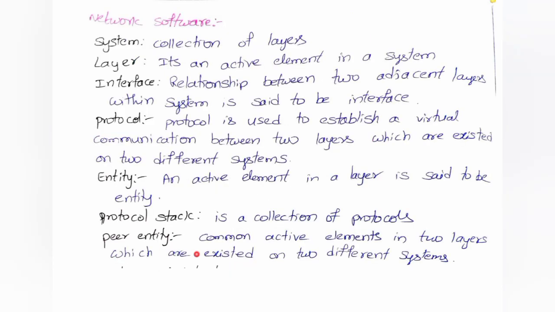The next one is the peer entity. These are common active elements in two layers which exist on two different systems. The transfer of data flows from one layer to another layer in a system such that it communicates with its peers in the different system.